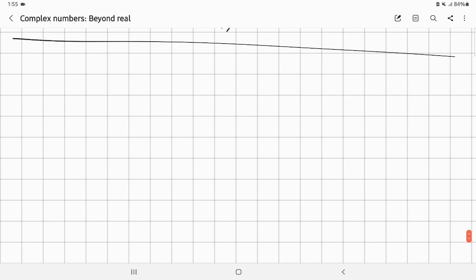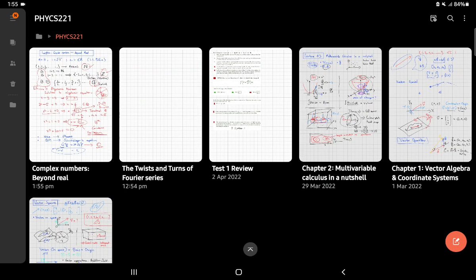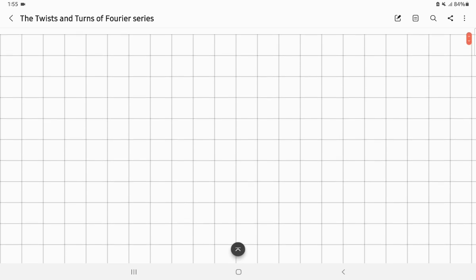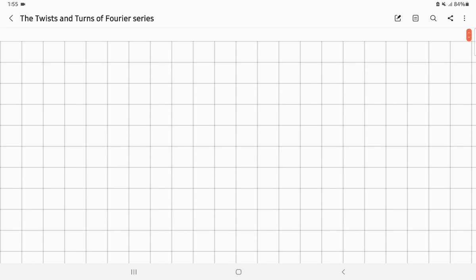A new chapter means I need to open a new notebook. And this chapter, I've named it The Twists and Turns of the Fourier Series. In today's lecture, we're not going to do the Fourier series, not properly. I'm just going to motivate the Fourier series, because it is such an important concept in physics that it deserves a motivation. So you see why Fourier actually thought of this.